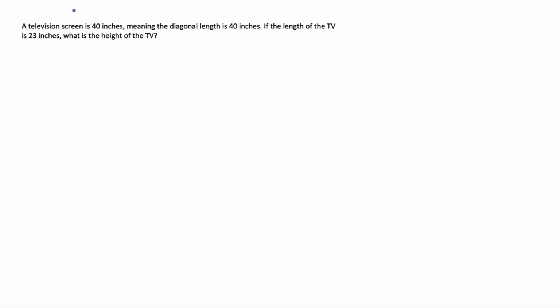A television screen is 40 inches, meaning the diagonal length is 40 inches. If the length of the TV is 23 inches, what is the height of the TV?